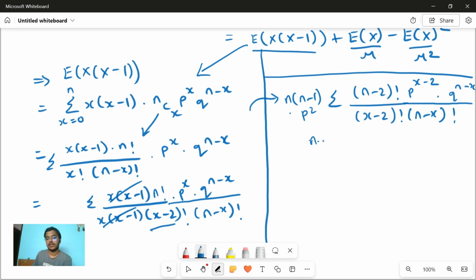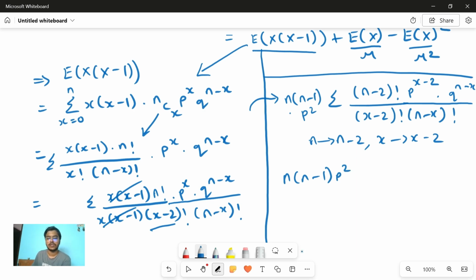We have replaced n with n minus 2, x with x minus 2, right? So we can write n into n minus 1 into p square. The sigma part can be written as p plus q power n minus 2.